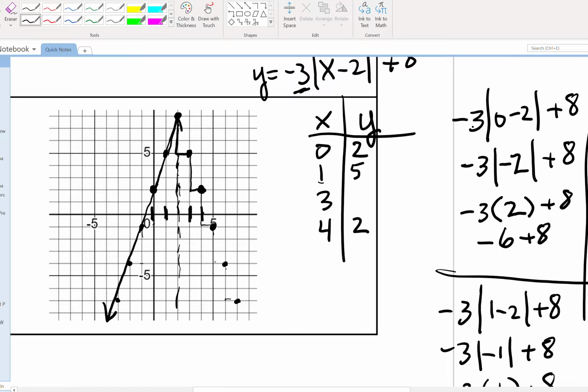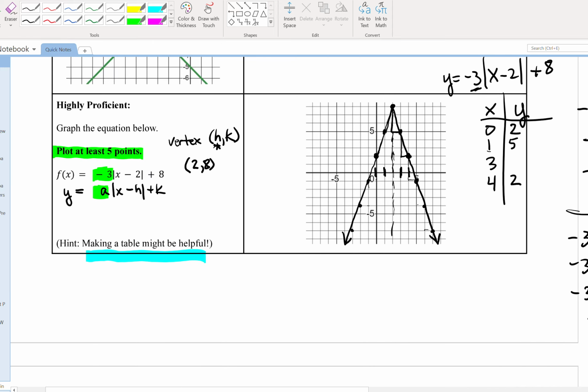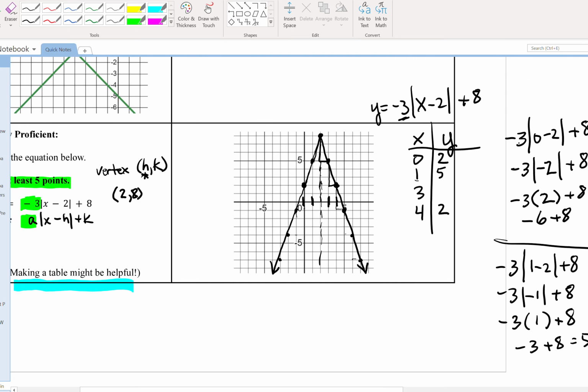And it's going to look like that and like that. And there you have it. That's what this looks like.